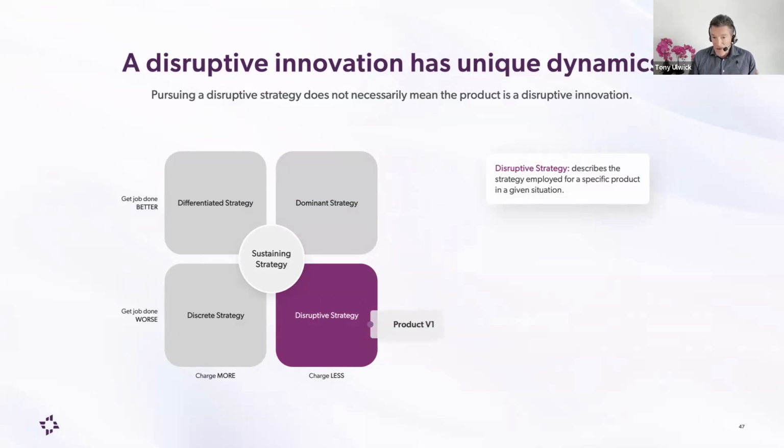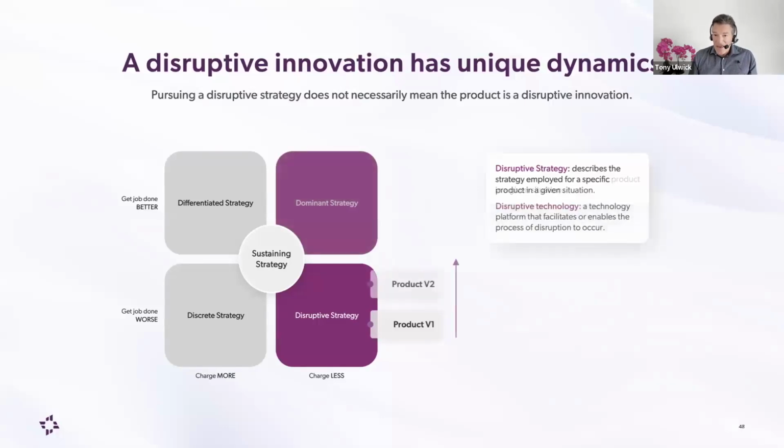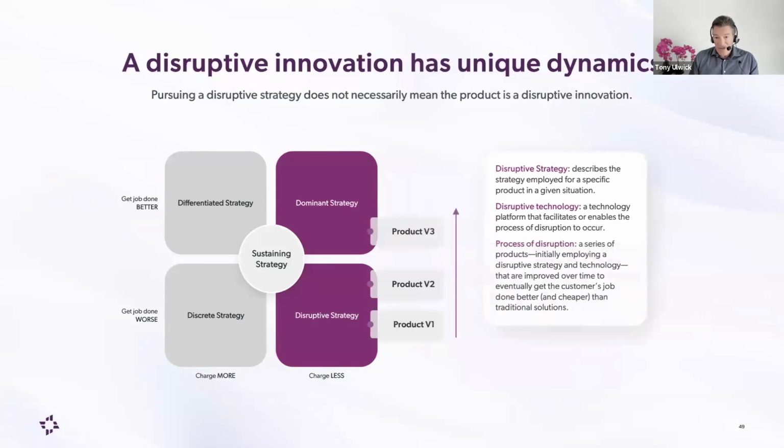So first off, you are starting with a disruptive strategy, right? Low end of the market, pay less, get the job done worse. Now, the key here is you have to be using a disruptive technology. It's usually a software platform, or it could be a hardware platform that facilitates or enables the process of disruption to occur. In other words, the platform or the solution that you're using can't be constrained in such a way that you can't improve it. It has to facilitate the improvement over time. And if it does, then the process of disruption can be completed.